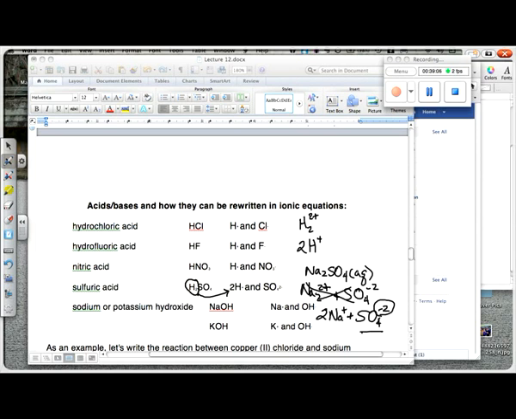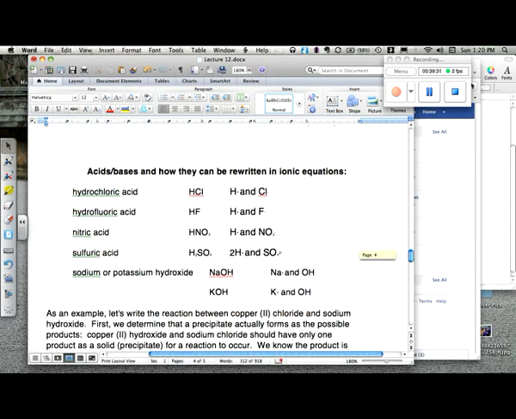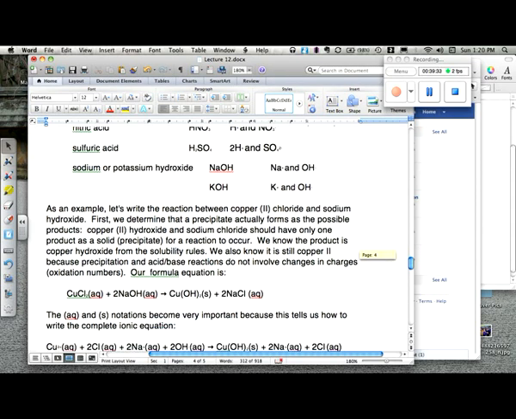The bases are pretty easy. Remember that a hydroxide is a polyatomic ion, so we're going to leave it together. If you encounter a strong acid or a strong base, and we definitely will in the next lecture, because we're going to do the same thing we're doing today with acid-base reactions, this is how you need to think about rewriting them. You're going to write them in ionic form. I've got an example that we're going to work through here in the notes.